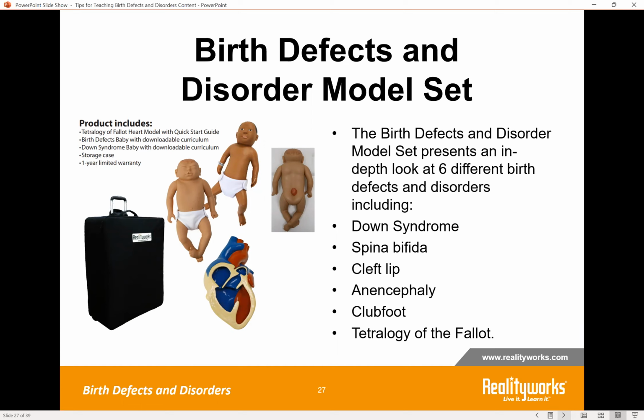So we have the Down syndrome baby, which has a lesson and a baby dedicated just to that. Our birth defect baby has spina bifida, cleft lip, anencephaly, and clubfoot, and there's a lesson that covers all of those 4. And then we have a separate model that's an oversized heart model called tetralogy of Fallot. Instructors, when they use this oversized model, can help your students really understand all the things that are going on in an infant's heart in that condition. And we also have a lesson dedicated specifically to that condition.